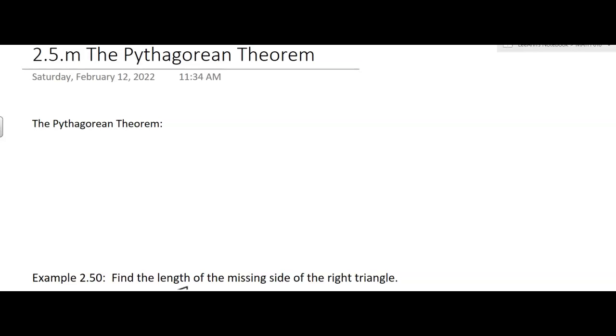So now we're going to talk about the Pythagorean theorem a little bit. The Pythagorean theorem applies to when you have a right triangle. A right triangle means there's a right angle, which is 90 degrees.